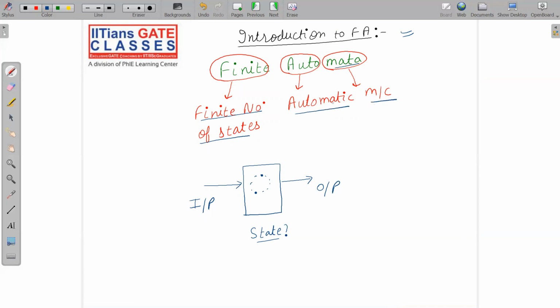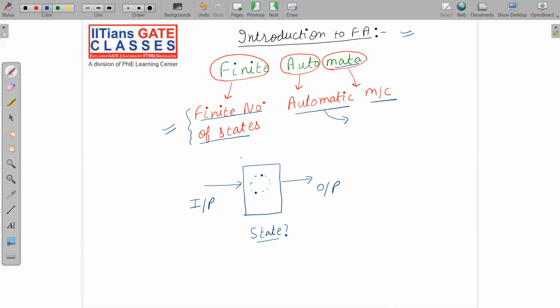What exactly does automatic mean here? Automatic means as soon as we give input to these machines, they automatically start running. We do not need to start these machines manually. For example, we put petrol in a car and then we start the car and then it starts running. But in case of automata, as soon as the input is given, it will start automatically. And finite here means finite number of states. What exactly state means will be clear after some time.